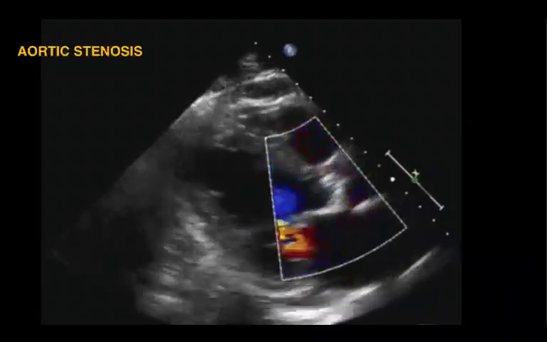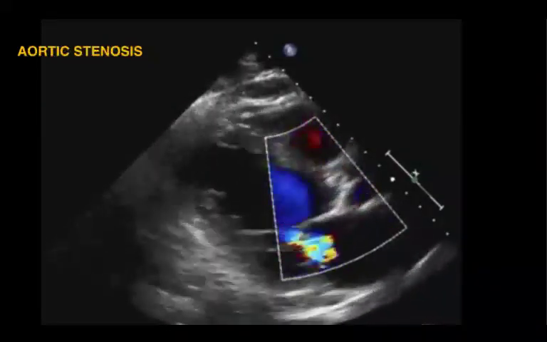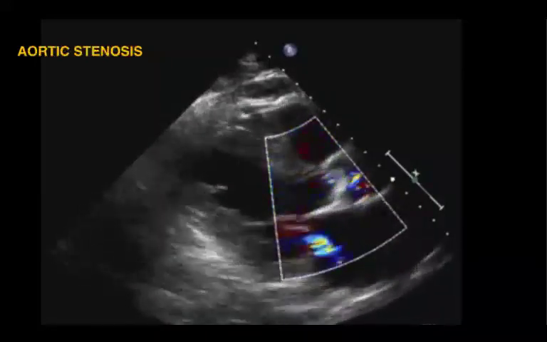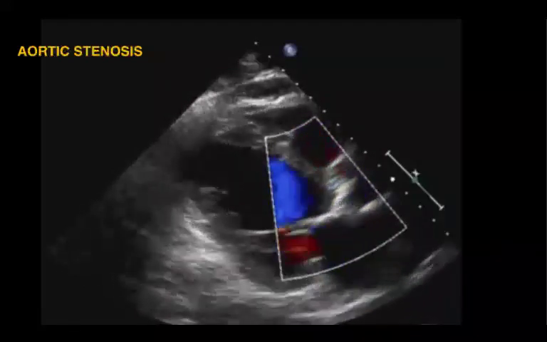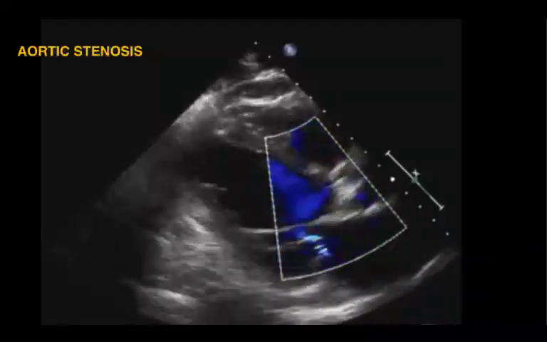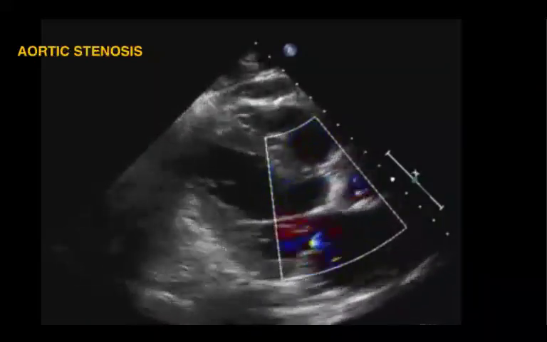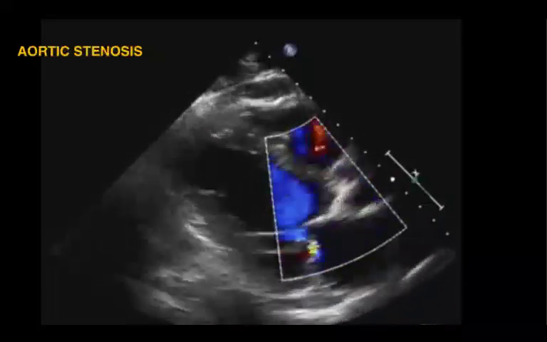Aortic stenosis, another simple example. We're seeing yellow through a really poorly opening aortic valve. That yellow is aliasing, high velocities through a stenotic aortic valve. Again, in that case, it was also the culprit of hemodynamic instability and disarray in that patient. So again, the point here: put color on your valves and see if things are looking how they should look.